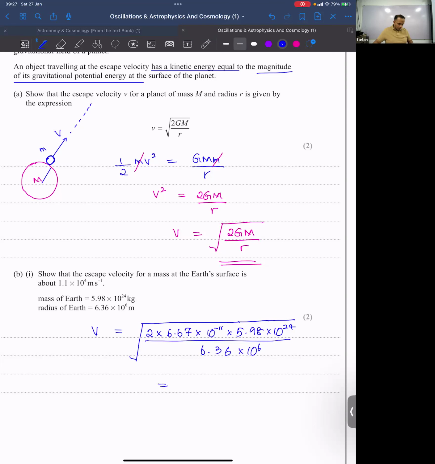Which is 1.12 into 10 to the power 4. That is the escape velocity. So that means which is about 11,200. If you can project something at a speed more than 11,200 meters per second, it will not come back to Earth. 11,200 meters per second.